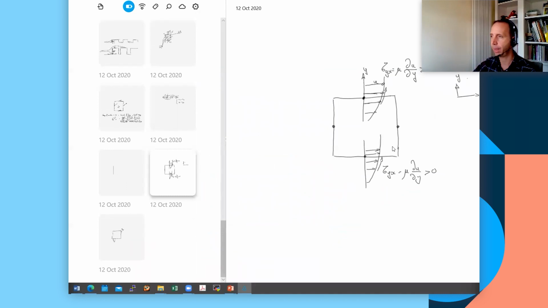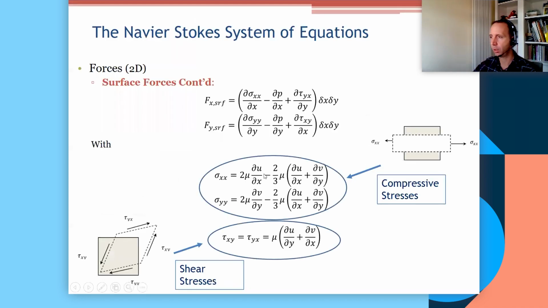No, it was this one, sorry. You see sigma, mu multiplied by du over dy. This second term accounts for the effect from change in v over dx, so as you move along the x direction. So it comes from essentially the contribution here.